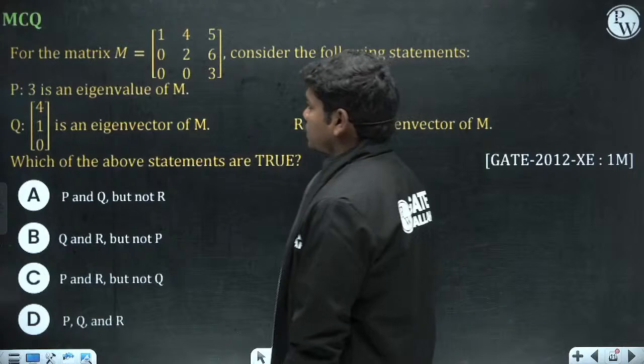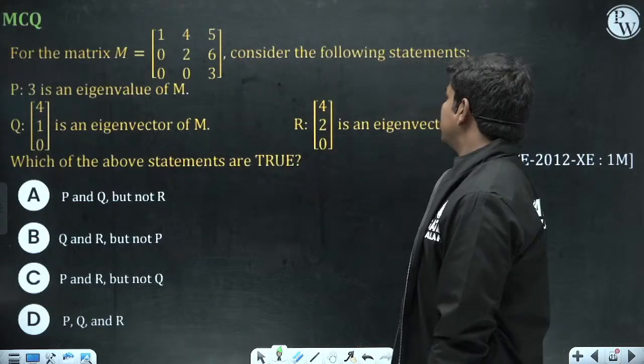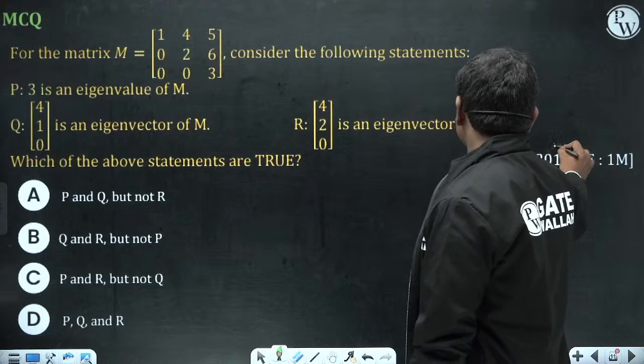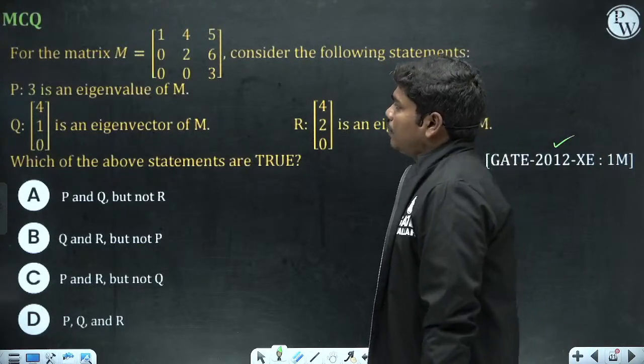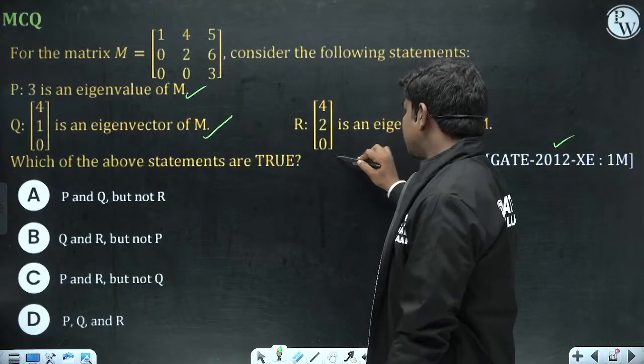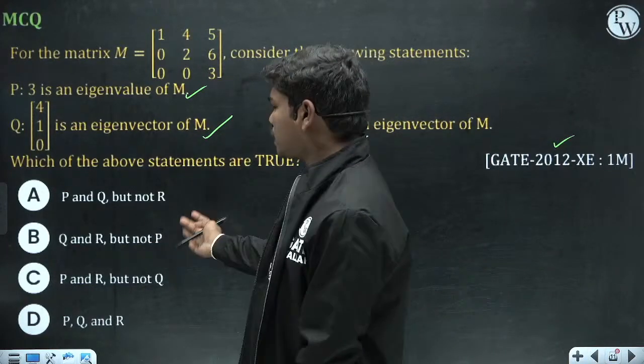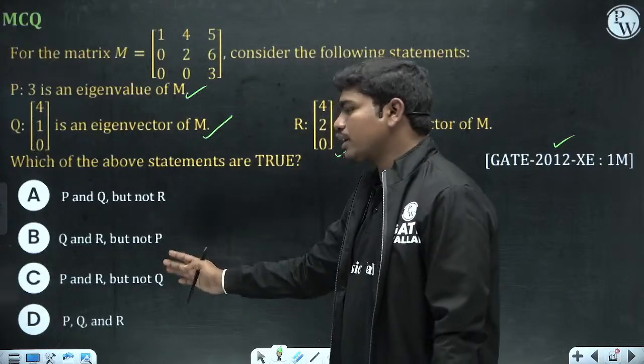Eigenvalues, eigenvectors. For a matrix M = [1 4 5; 0 2 6; 0 0 3], consider the following statements. This came in 2012. First statement P: 3 is an eigenvalue of M. Q is an eigenvector, R is an eigenvector. Which of the above statements are true? P and Q but not R, Q and R but not P, P and R but not Q, or P, Q and R, all are correct.